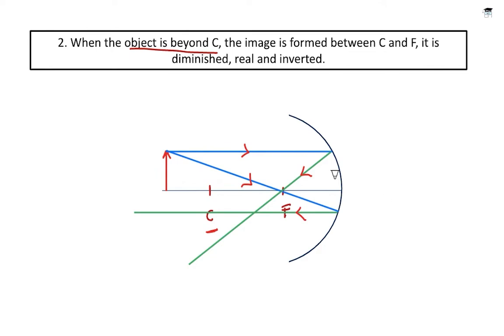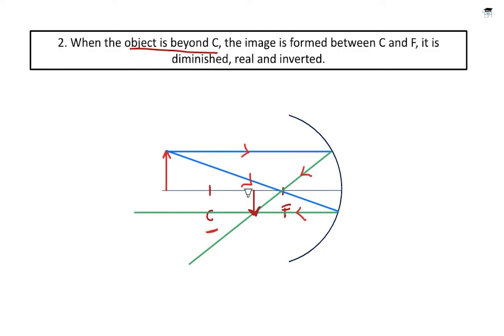Now what happened? These two rays after reflection are joining at this point. They are meeting at this point. So this is the point where the image will be formed. So let's draw the image. The image will be formed here. It will be inverted.